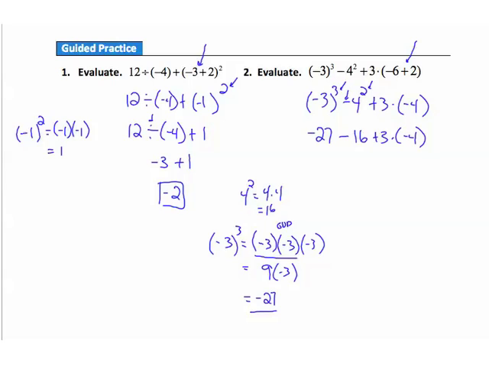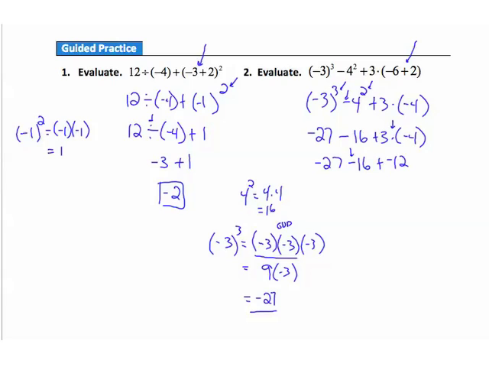Okay, done with exponents. Now I'm looking for multiplication and division. I have some multiplication here. And I have a 3 times a -4, so that'll give me a plus -12. Now I'm looking for addition and subtraction, and I have both of those. Let's start with the subtraction first.